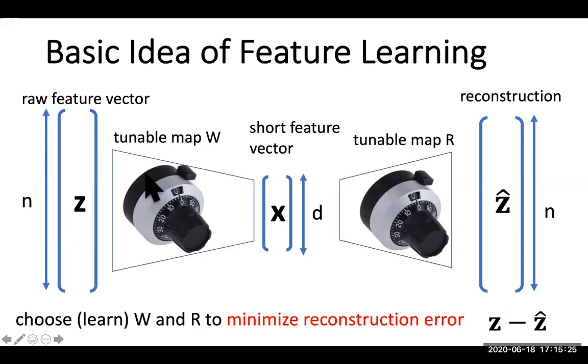Do you know examples of a tunable mapping that reads in a feature vector, a long vector, and outputs another vector? Does anybody of you know such maps that can do that? A map in the sense of a function, a mathematical function that takes some vector as input and outputs another vector.